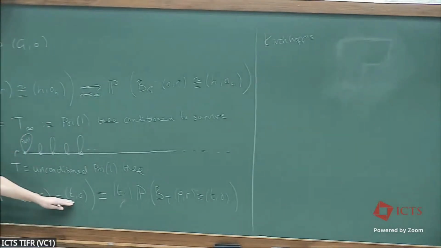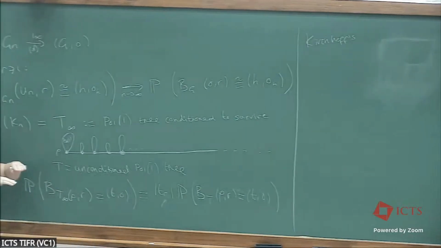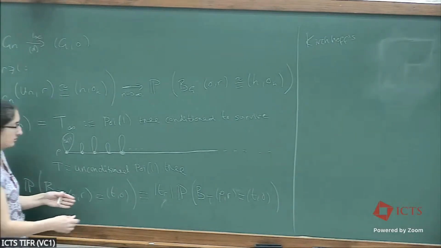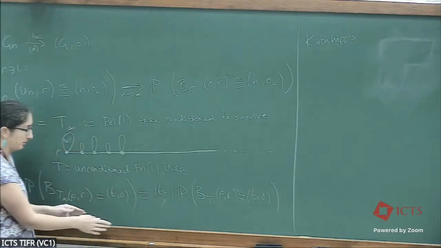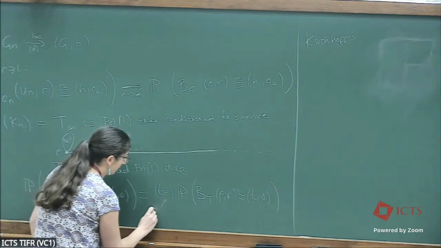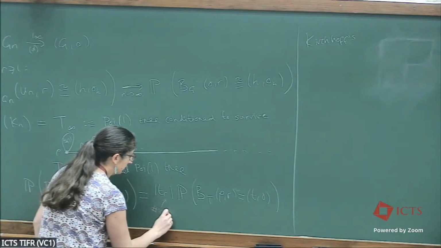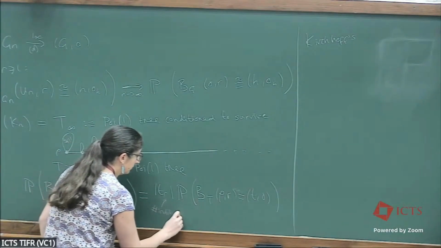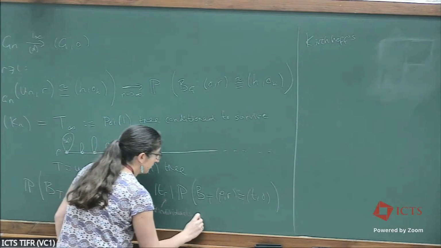But if it's a tree of height exactly r, then if you have more vertices in generation r, you have more chances to survive. So this is why you get a bias by this factor when you consider this conditioned version. So it's the number of individuals in generation r.